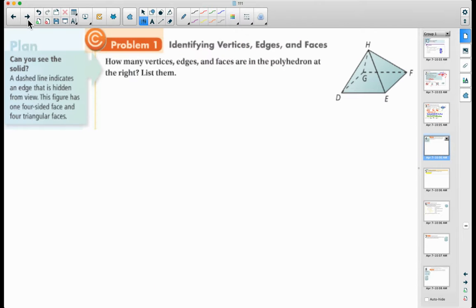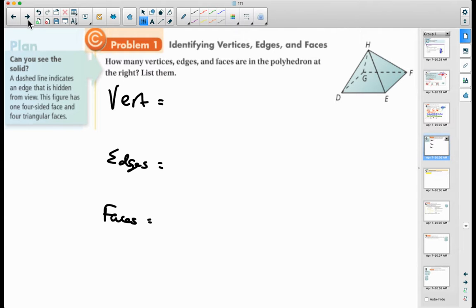Pause the video and try this one on your own. Tell me what the vertices are, how many there are, and how many edges and how many faces. Go ahead, pause the video and do that.